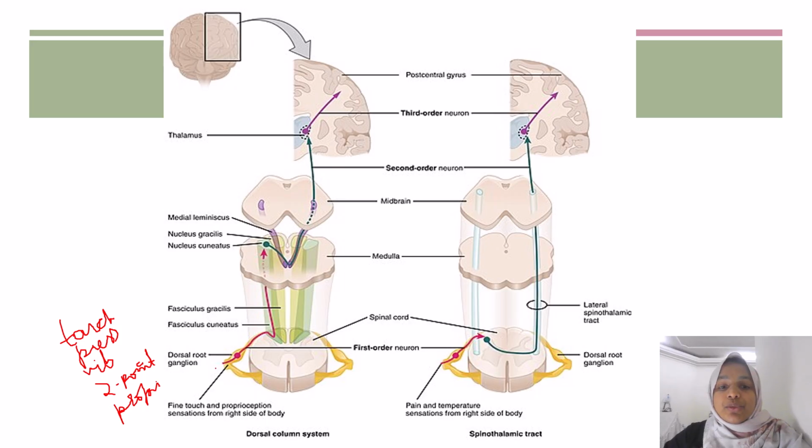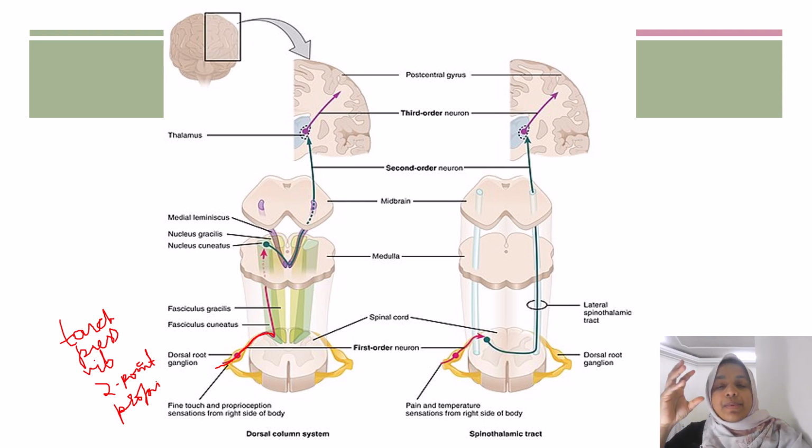The dorsal column pathway reaches the spinal cord through the dorsal root ganglion, and then it reaches the dorsal horn of the spinal cord. The first order neuron is the dorsal root ganglion. The dorsal horn is mainly concerned with the sensory pathways, and the ventral horn is concerned with the motor pathways. Then it ascends up until the medulla. There is no crossing until the medulla.